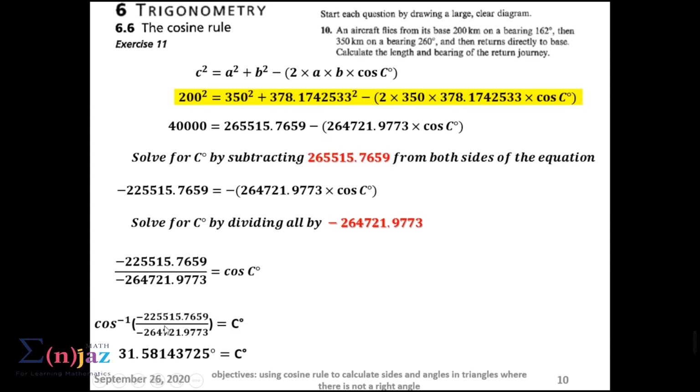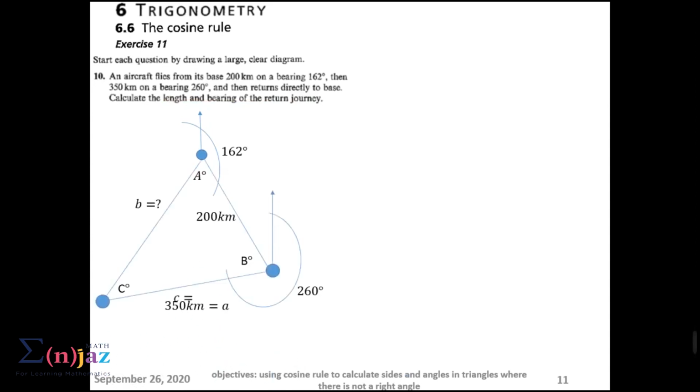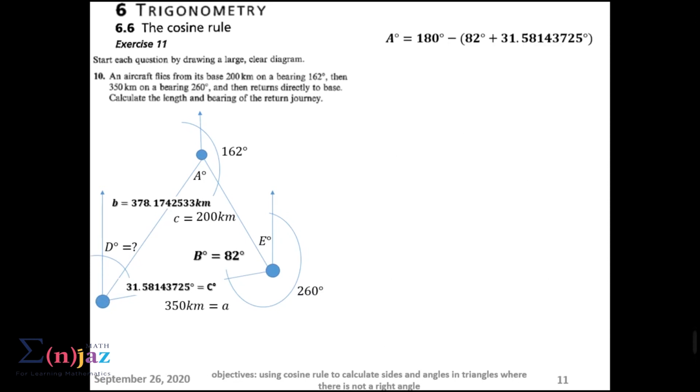Now this is ready to be inserted in the calculator, and if you do so, C is going to come down to 31.6 degrees, and this is correct to 3 significant figures. Always place the numbers that you find in the diagram. So what we found so far is angle B, which is 82, side B, which is 378, and angle C, which is 31.6 degrees. Now, we are going to find angle A.